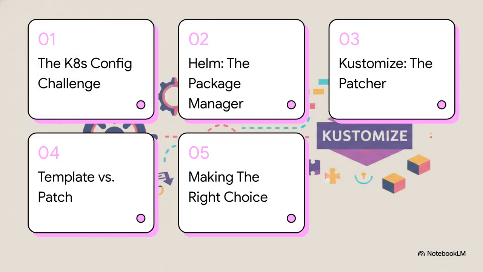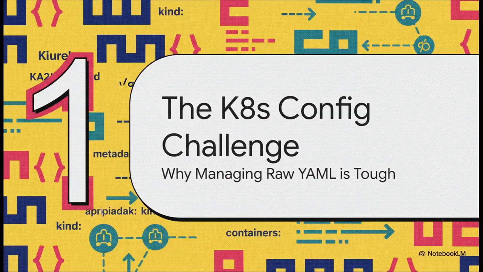Okay, so here's the plan for this explainer. First, we're going to dig into why raw YAML can be so tough. Then, we'll meet our two main players, Helm and Kustomize. We'll look at their totally different approaches, and then we'll figure out how you can make the right choice for what you're working on.